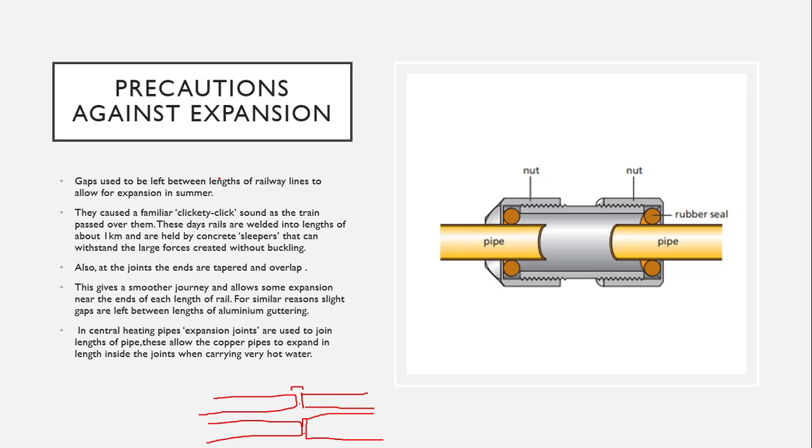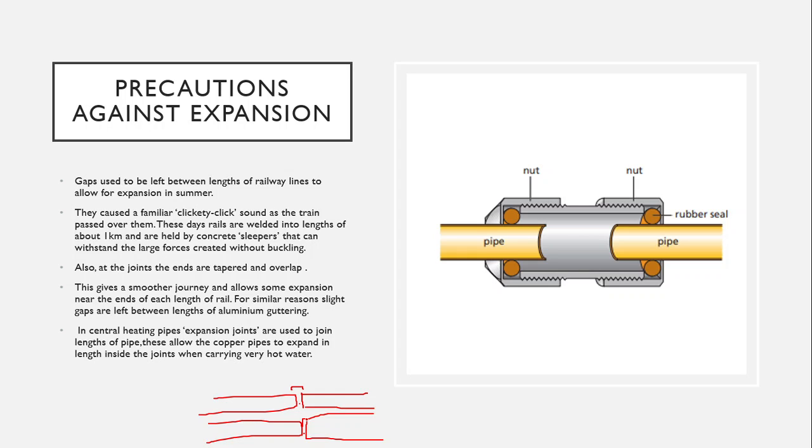They caused a familiar clickety-click sound as the train passed over them, since it's not one continuous length of railway track and they have these gaps. These days, rails are welded into lengths of about 1 kilometer and are held by concrete sleepers that can withstand large forces without buckling.